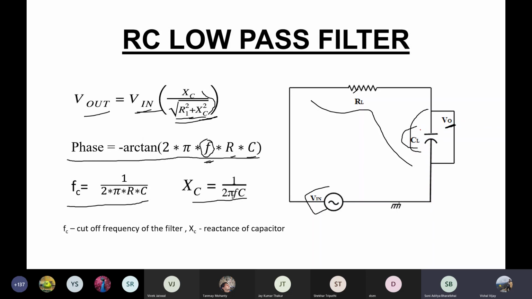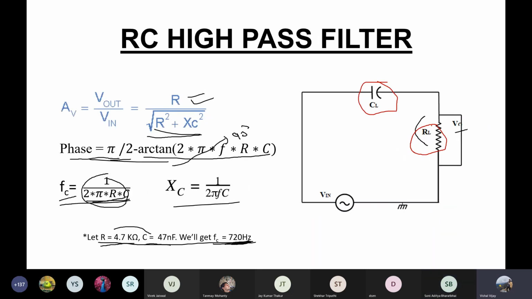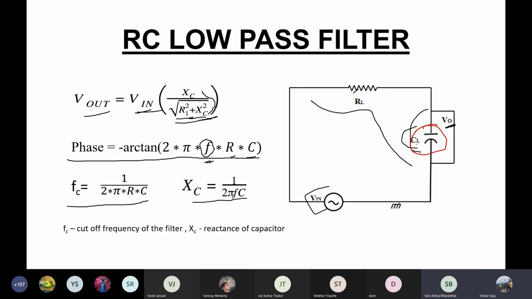So when we are talking about a high pass filter, when the frequency is low, the reactance value will be what? High. So the reactance is high, so the voltage drop across this capacitor will also be high. But when we change the frequency to a higher value, the reactance value will drop. When the reactance drops, the voltage dropped across this capacitor will also be lower than what it was at low frequency, right?